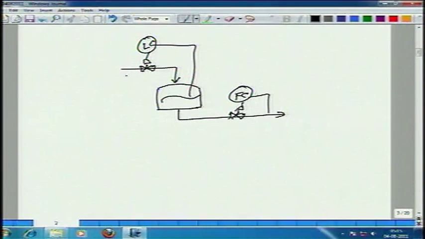Where instead of setting the feed flow, I set the outflow and then the feed flow adjusts itself. Earlier I was setting the feed flow and the outflow was adjusting itself under level control. Now I am setting the outflow and the feed flow is adjusting itself under level control. Will this work? Yes, this is reasonable. This is a perfectly reasonable way of doing it.